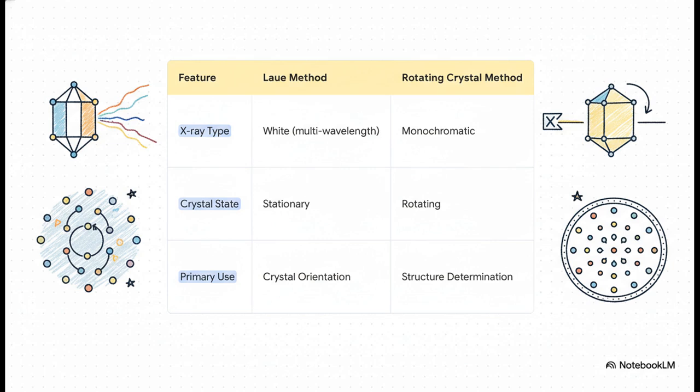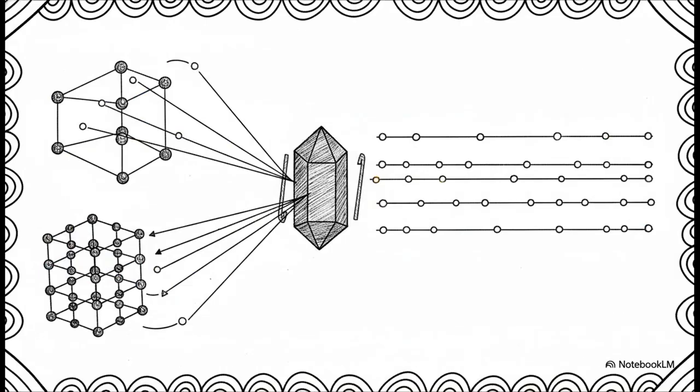The rotating crystal method uses a single wavelength, rotates the crystal, and its whole purpose is to map out that fundamental structure. So as the crystal spins, different atomic planes are brought into that perfect angle one by one, and they diffract the X-ray beam. And what's really fascinating is how the spots are organized. They don't just show up randomly. They form these really distinct horizontal lines on the film, which we call layer lines.